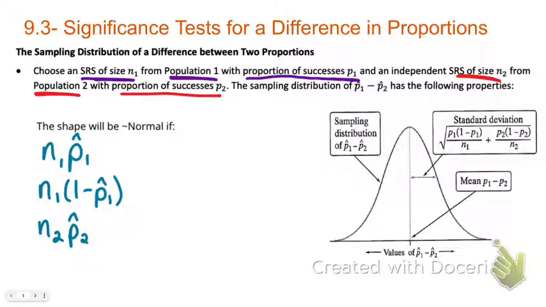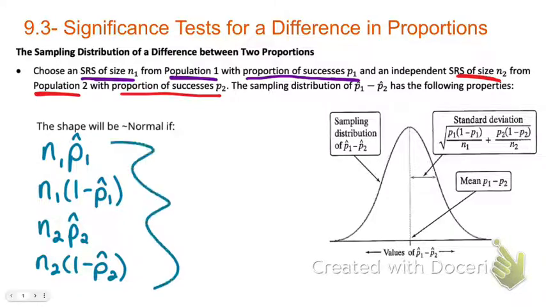N2 times 1 minus P hat 2. Okay, so you guys, not only are we doing it twice with the first two there, we got to do 4 checks. And what do all of these have to be greater than or equal to? All have to be greater than or equal to 10. Yes. So this is just like we've been doing, you guys, but we don't get to do everything once. We get to do everything twice.